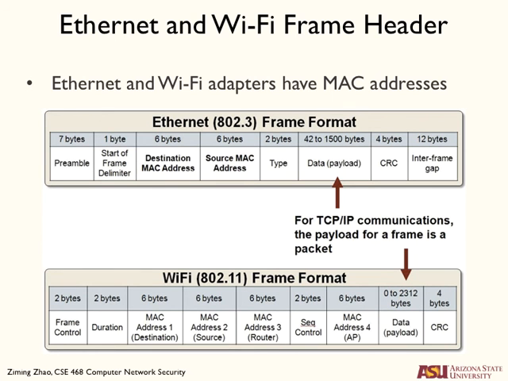Let's see what the Ethernet and Wi-Fi frame headers look like. Here is the destination MAC address. This is the source MAC address for Ethernet. And the payload in this case would be the IP packet. The Wi-Fi one is a little bit more interesting. There is a destination, there is a source, there is also a MAC address for the router, and a MAC address for the access point. And also the payload here.